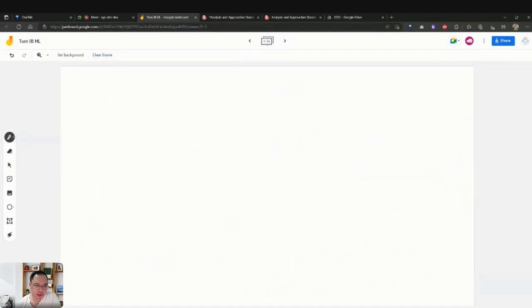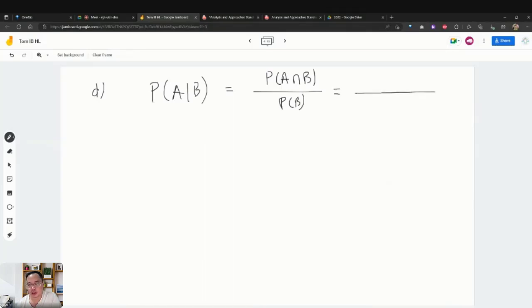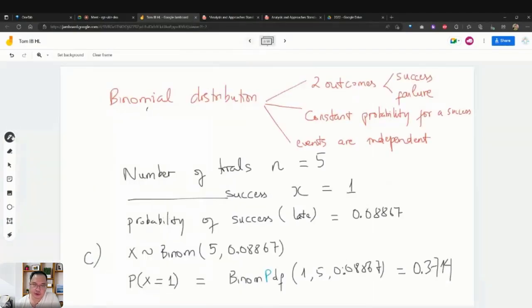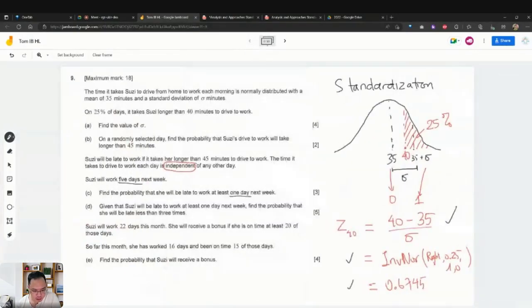The probability of A given B is the probability of A and B divided by the probability of B. The probability of B here is the probability that she is late at least one day, which was found to be 0.371. Now we need to find the probability that she will be late less than 3 times next week.